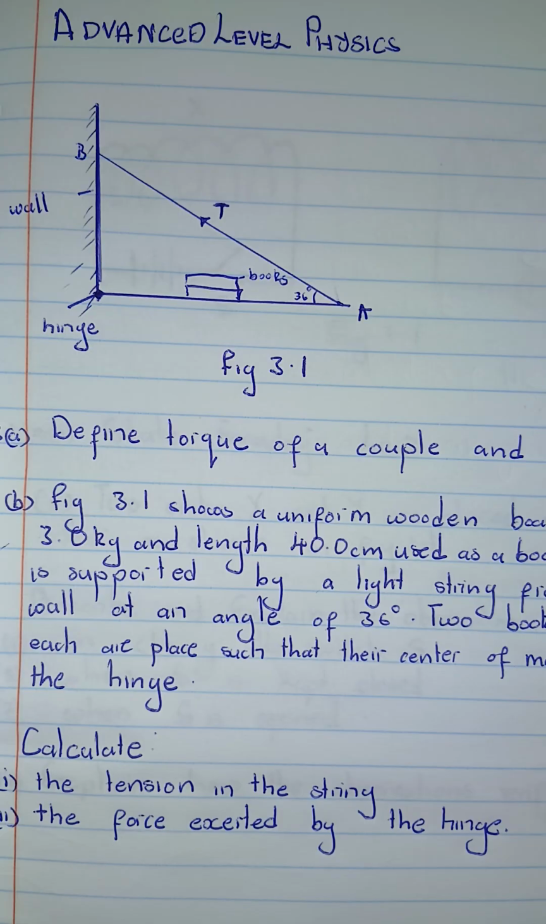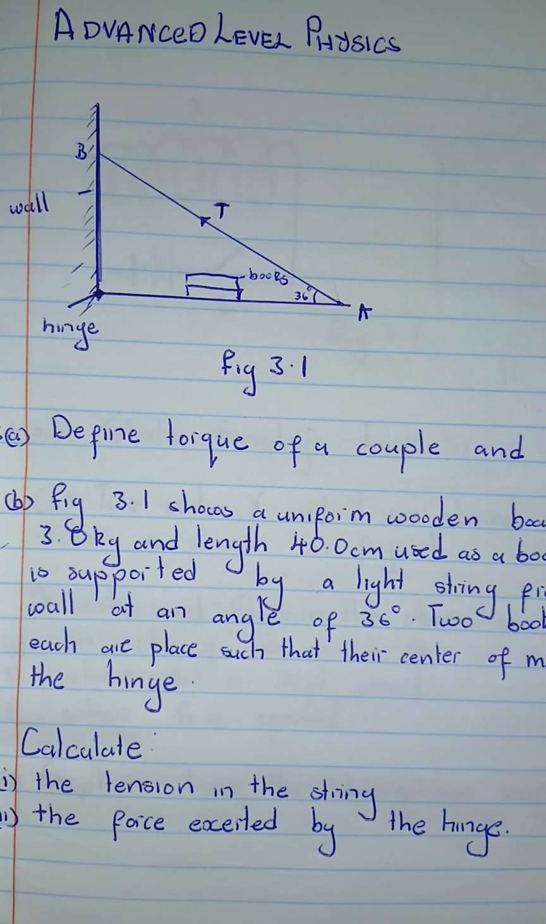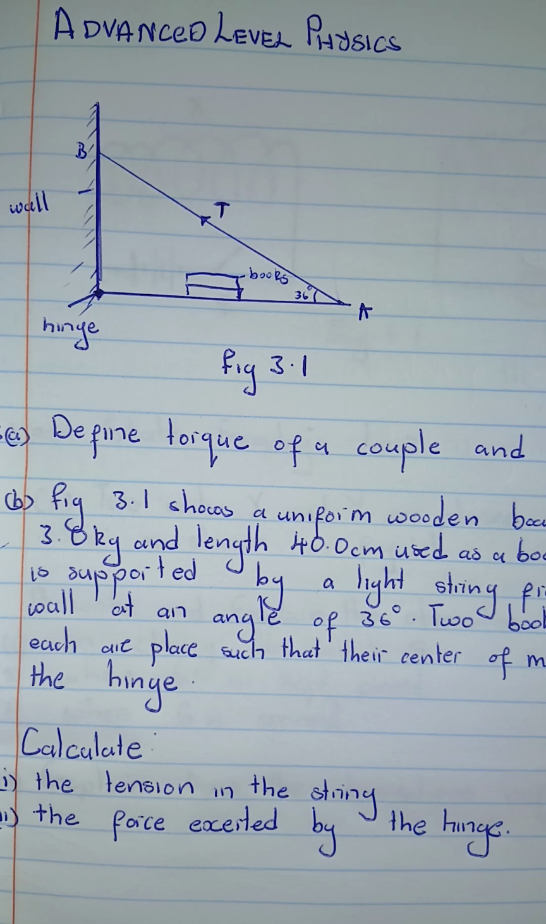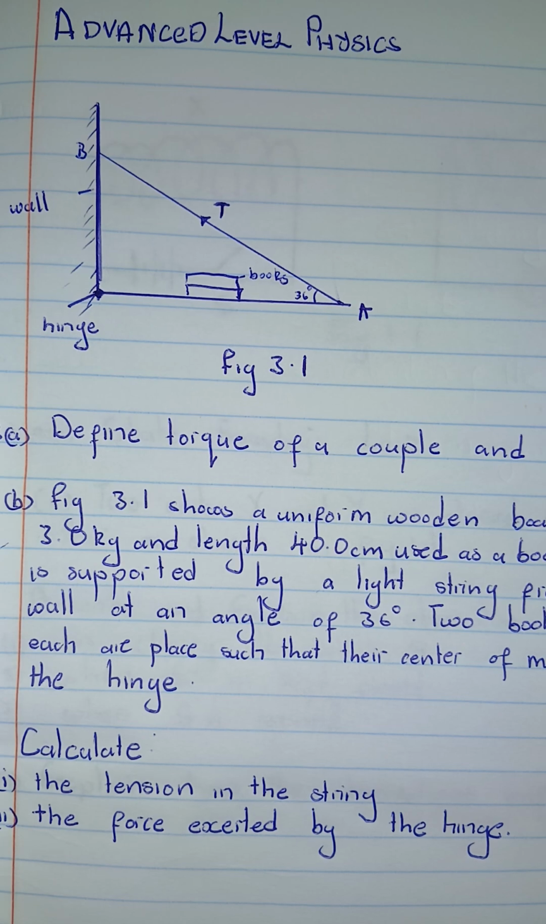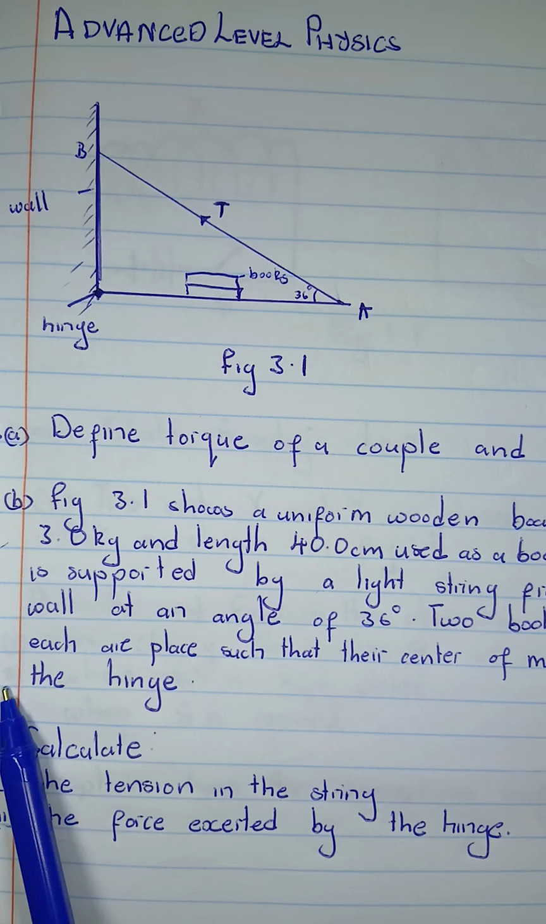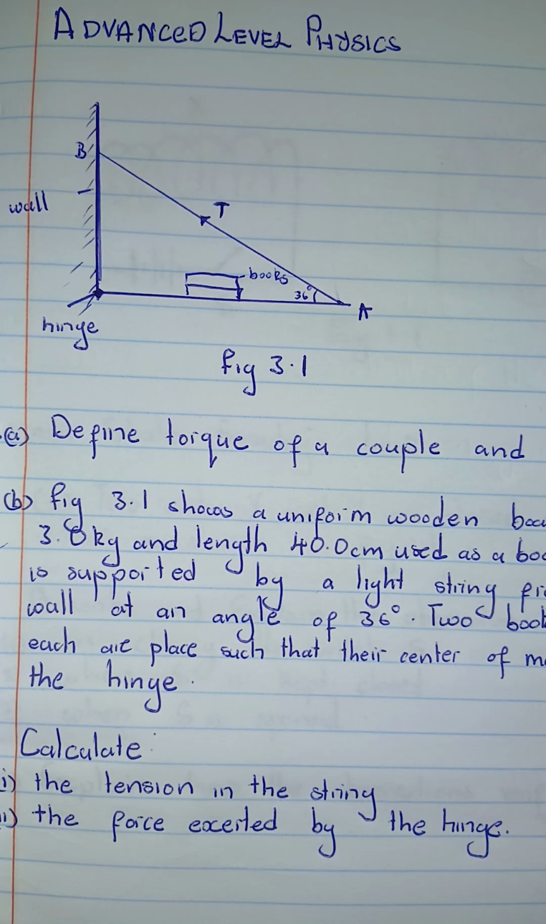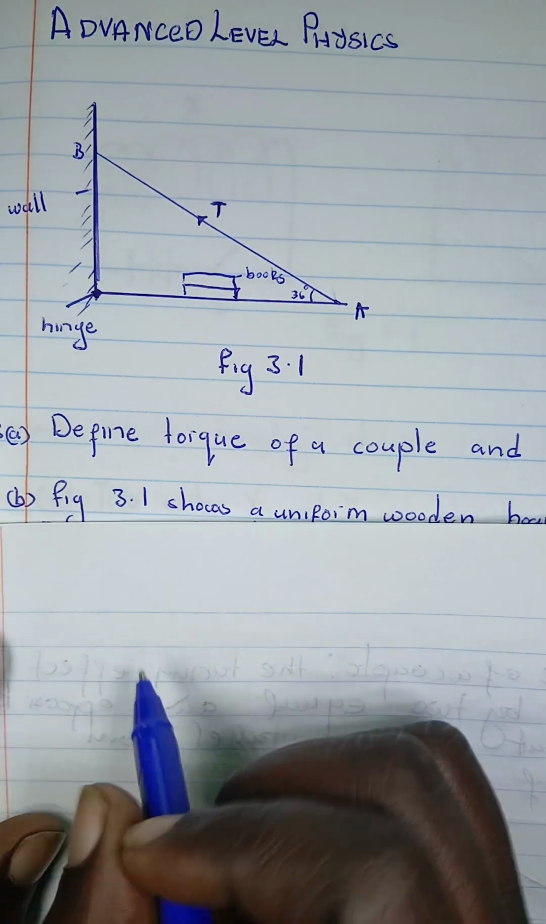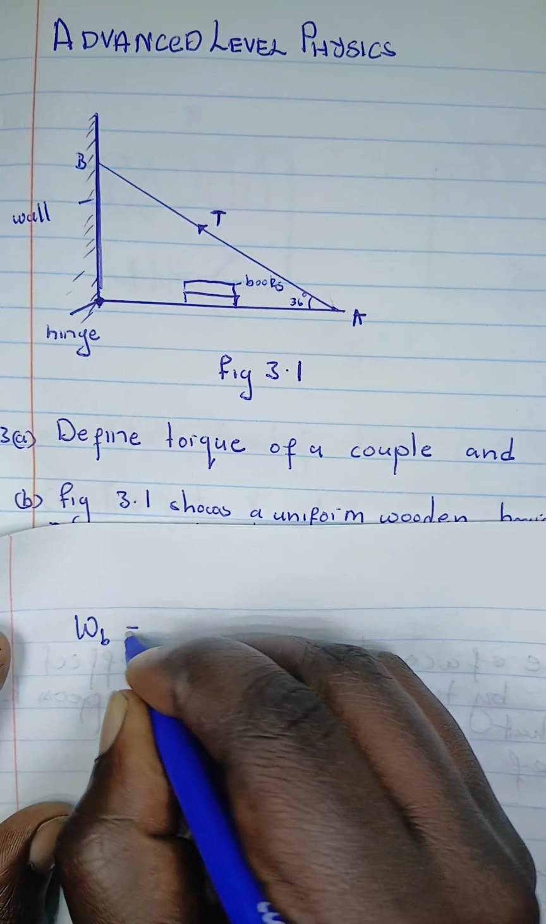Fig 3.1 shows a uniform wooden board of mass 3 kg and length 40 centimeters used as a bookshelf. The board is supported by a light string from end A to the wall at an angle of 36 degrees. Two books of mass 1.5 kg each are placed such that their center of mass is 25 centimeters from the hinge. So we're going to first find the weight of the books and of the board.